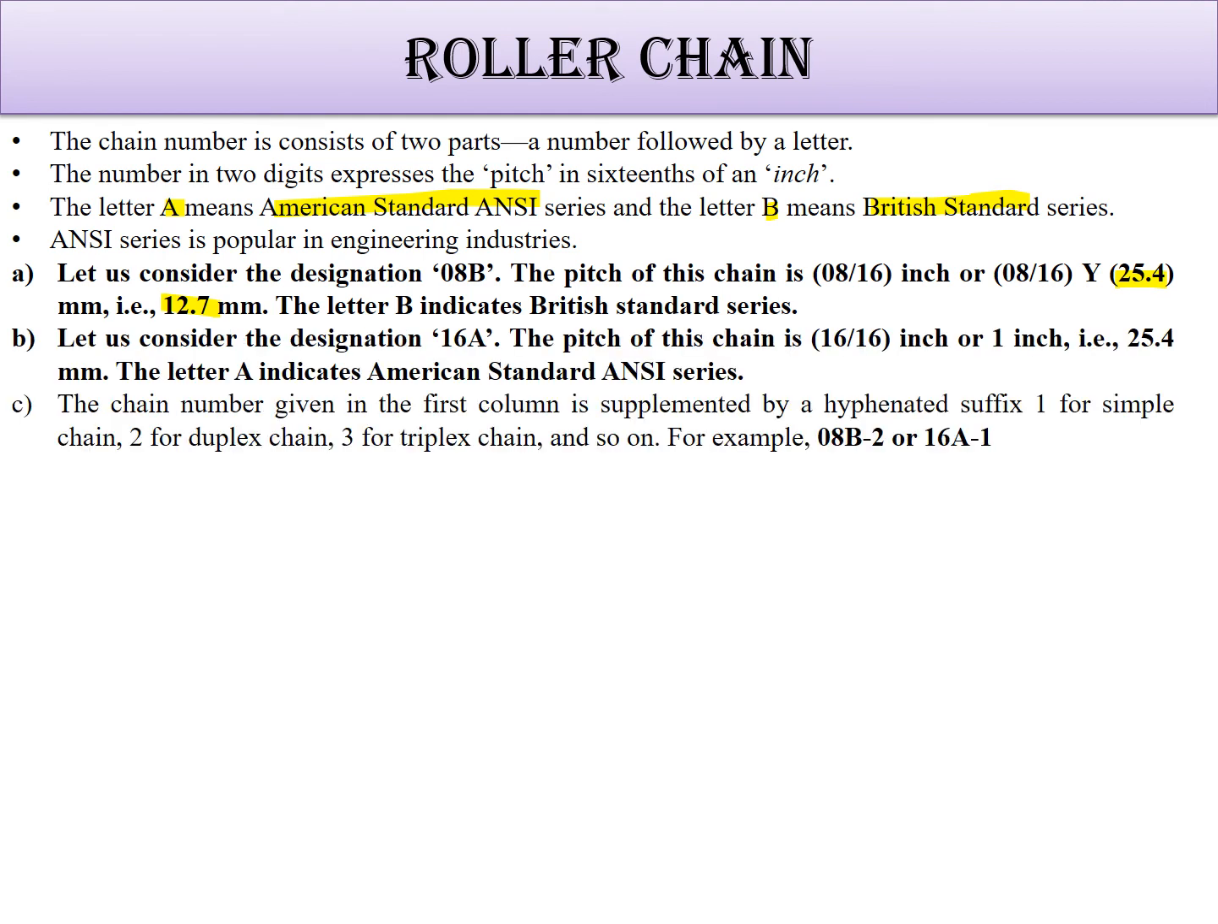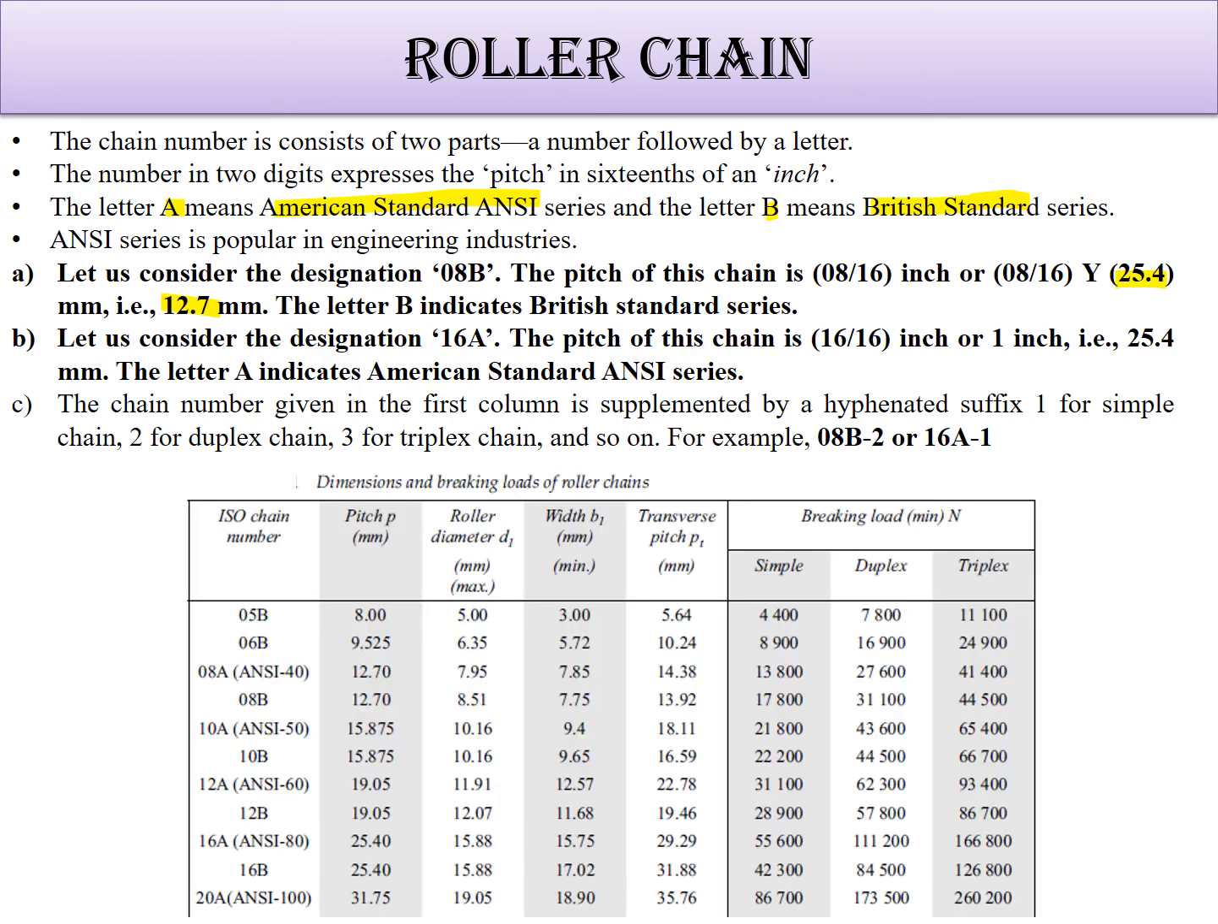But suppose 08B-2 is there, that means a double strand is there. And if 3 is there, a triple strand will be there. This is the table for it. So 05B pitch will be 8 mm. You don't need to calculate every time. It is written in the table.